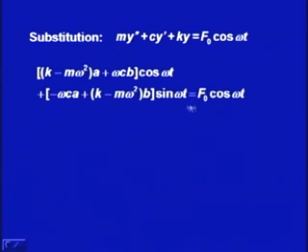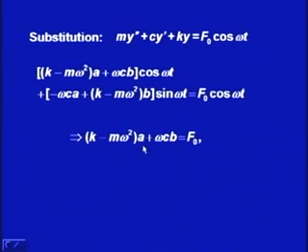To determine this a and b, we would equate these coefficients. So, the coefficient of cos omega t on the right side is f naught and on the left side is this one. So, we get the first equation as k minus m omega square a plus omega c b is equal to f naught, and we do not have any term of sin omega t on the right side. So, we will get the second equation as minus omega c a plus k minus m omega square b is equal to 0.